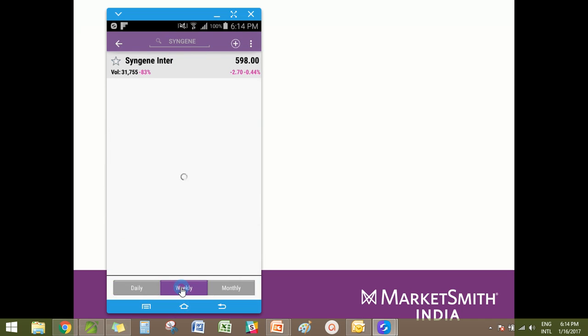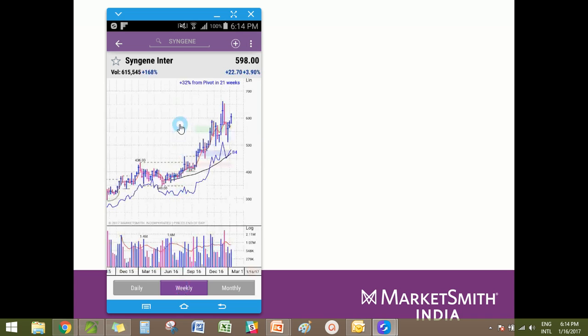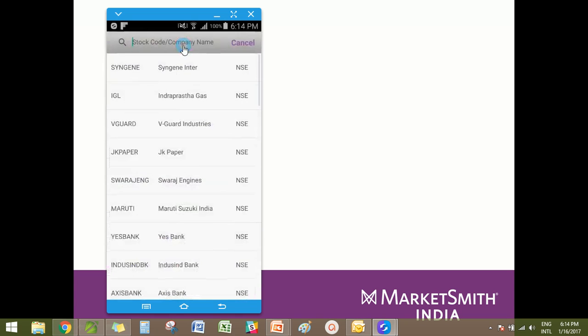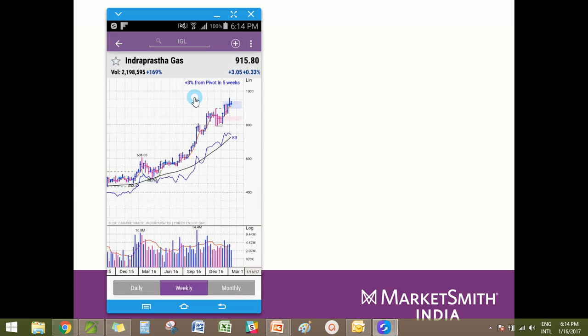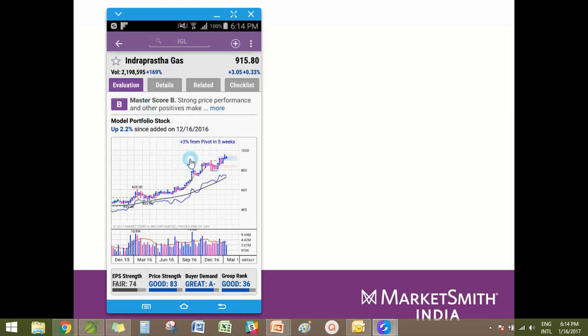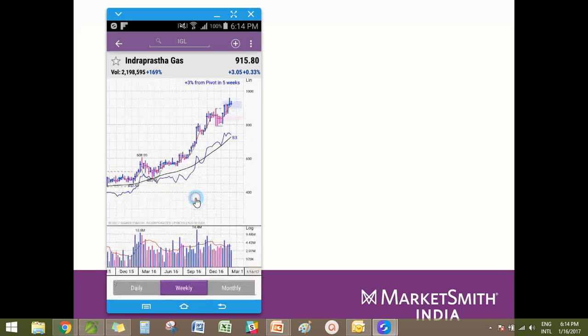And now I'm also going to take you through a couple more additional features which are not that evident to the eye. So let's say you pull up a model portfolio stock. In this case, Prestige Gas, and you can see the stock is currently in the blue color zone, which means it's near the pivot, you can see here it's 3% from the pivot. So right now it could be actionable. Maybe you can add to your position, and so on and so forth. So this color coding makes it really easy.